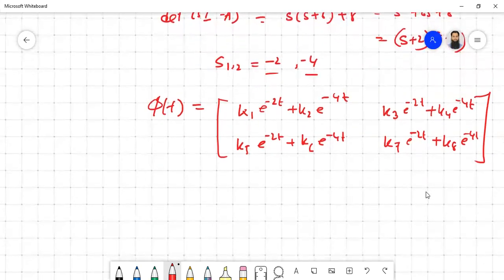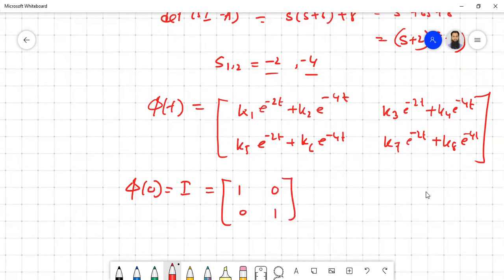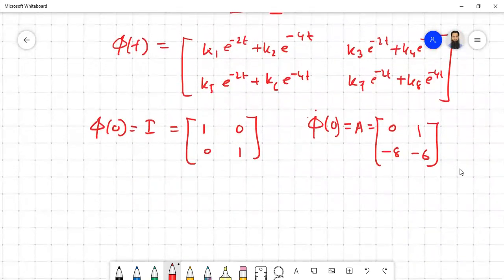Okay, so now we have to use those two conditions. The first condition is phi 0 equal to the identity matrix, that is [1, 0; 0, 1]. And the other condition is phi dot 0 equal to A, that is [0, 1; -8, -6]. So if you plug in these values, the first step is simply to replace the time with 0.